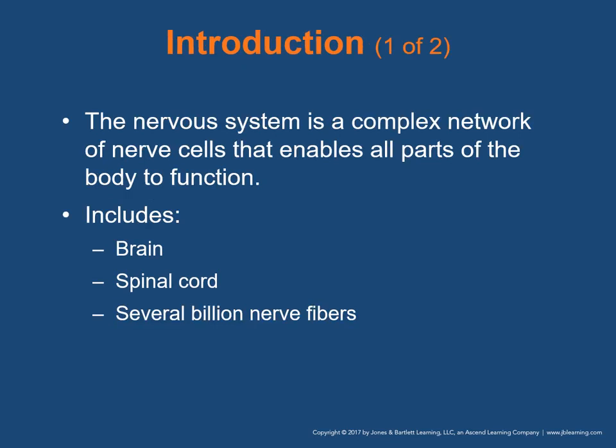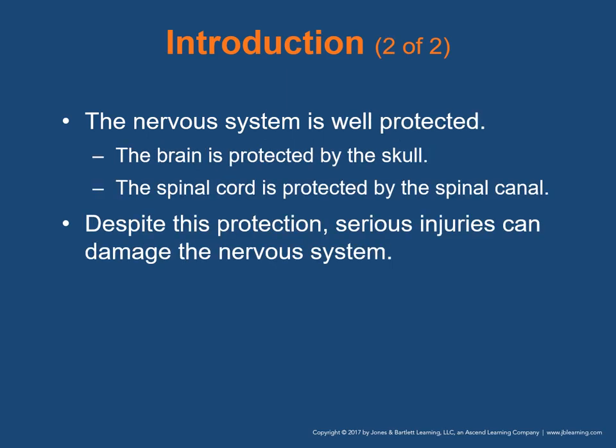The nervous system is a complex network of nerve cells that enables all parts of the body to function. The nervous system includes the brain, spinal cord, and several billion nerve fibers that carry information to and from all parts of the body. Because the nervous system is so vital, it is well protected. The brain is protected by the skull, and the spinal cord is protected by the bony spinal canal. Despite this protection, serious injuries can damage the nervous system.